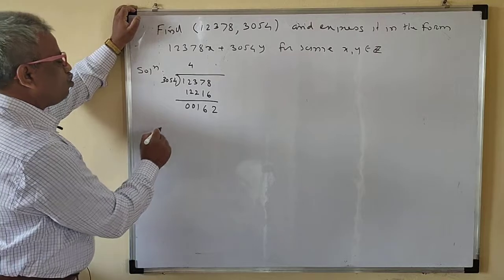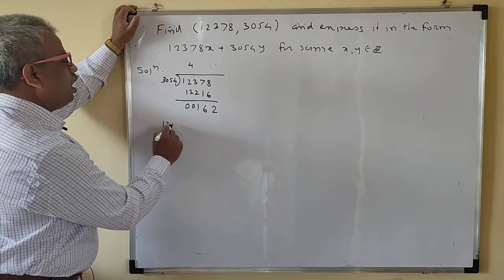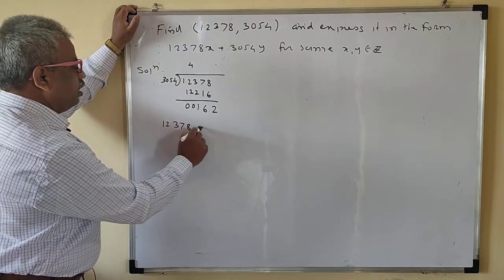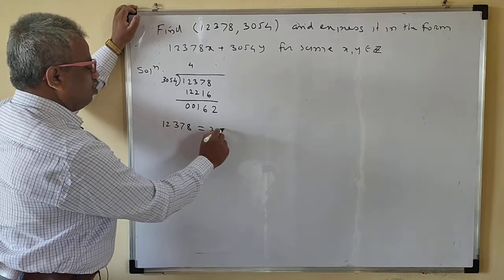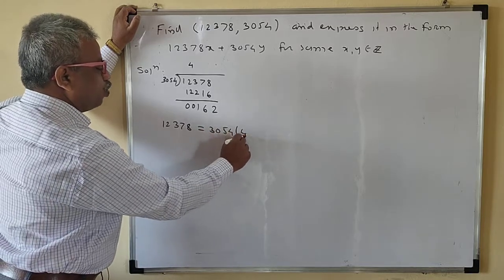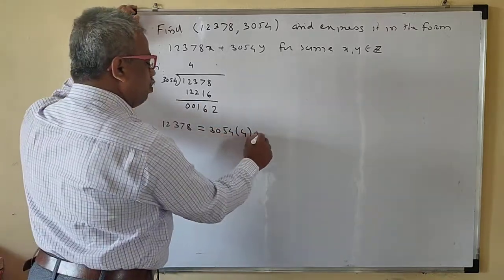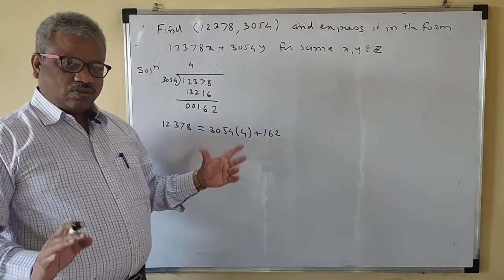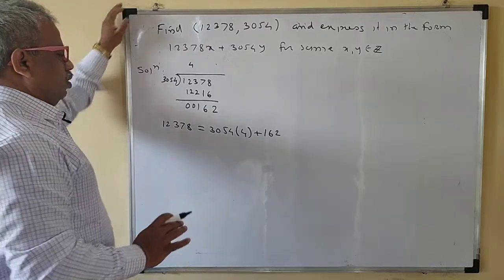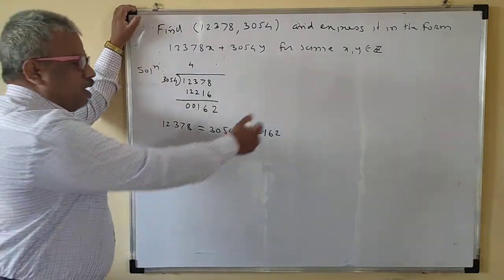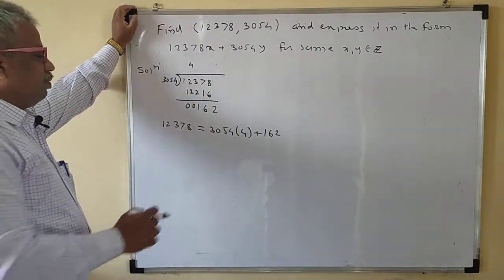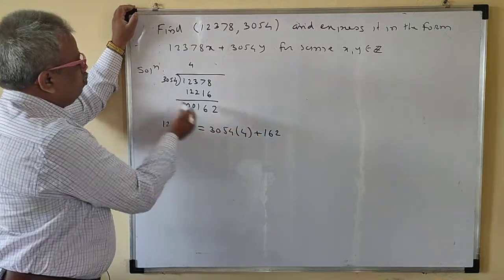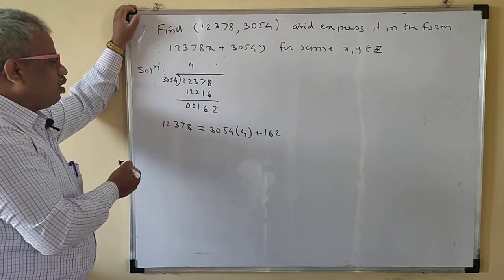So how do we have to write this now? 12,378 is equal to 3054 into 4 plus 162. No need to write that 162 is less than this. For a theoretical problem, we have to write that the remainder is less than the divisor. Here 162 is already less than 3054.